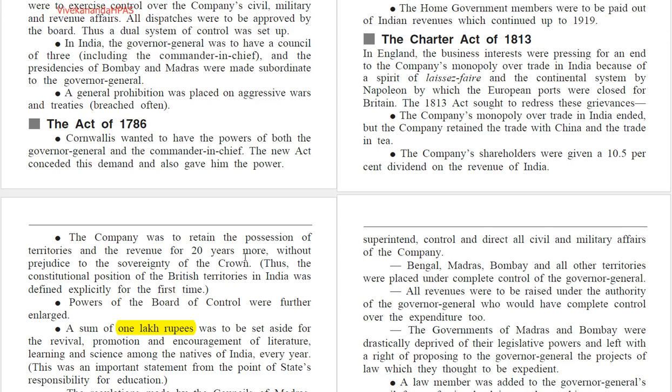So Charter Act of 1813 is famous for three C's. The first is the company's monopoly over trade suspended. The second one is the contribution to education, and the third one is the Christian missionaries. ठीक है, इन तीनों को याद रखिए. This is how you remember Charter Act 1813.